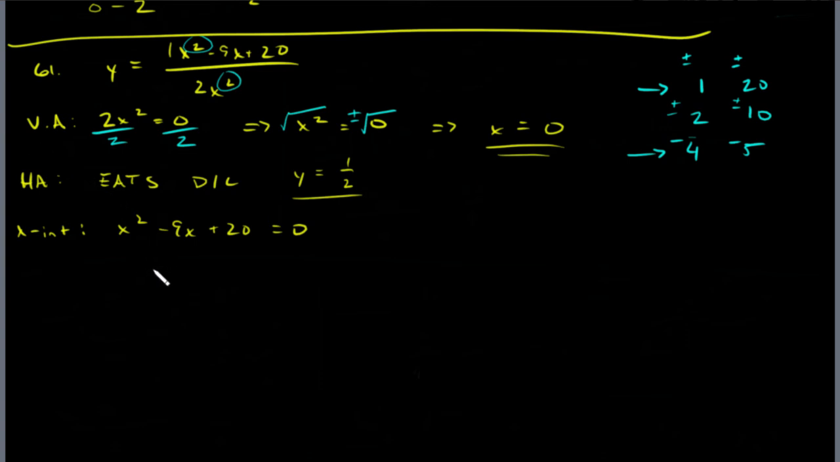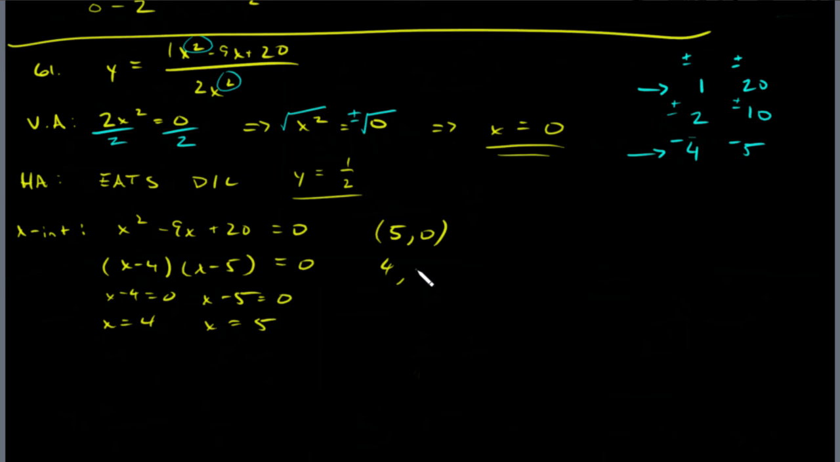So you've got x minus 4, x minus 5. Set each factor equal to 0 and solve. So your x-intercepts are 5, 0 and 4, 0. It doesn't matter what order you put those in.